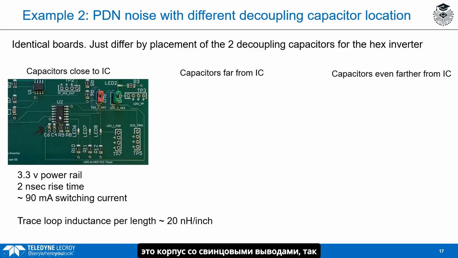It's a lead frame package, so there's nothing we can do about the inductance in the lead frame getting from the pad on the board to the pad on the die. Nothing we can do to reduce that. So here's the case where I've added 2 decoupling capacitors as close to the package as we can.